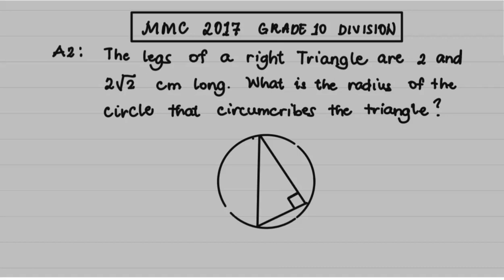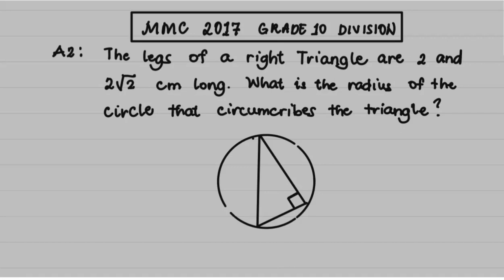So we are now on the second question, or the average round, which is all about trigonometry, or I think this is also geometry. The legs of a right triangle are 2 and 2 square root of 2 centimeters long. What is the radius of the circle that circumscribes the triangle?